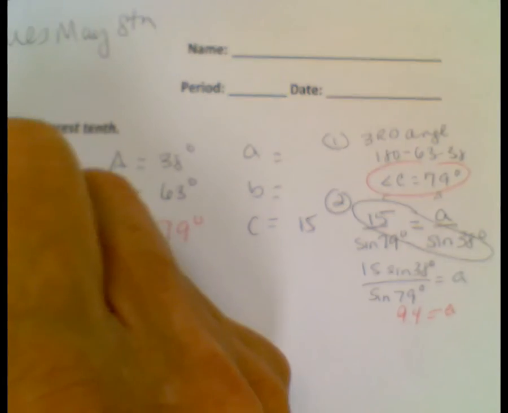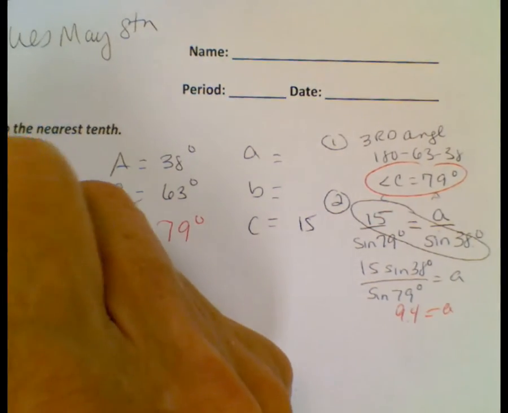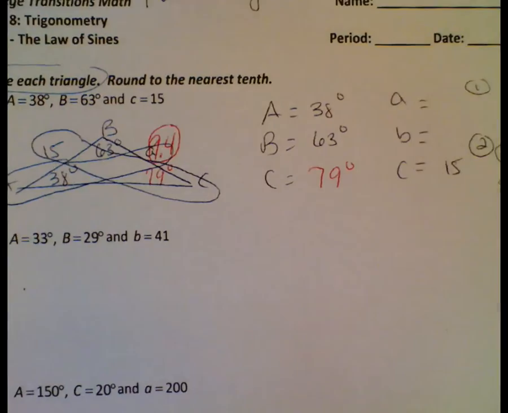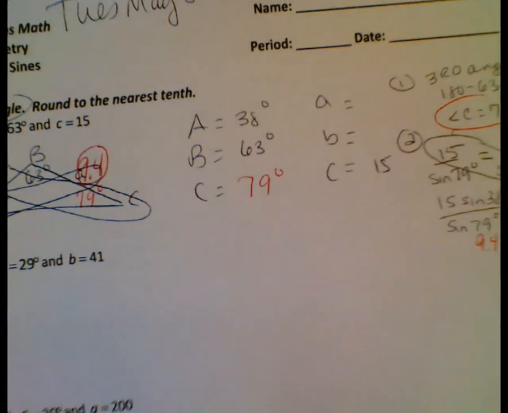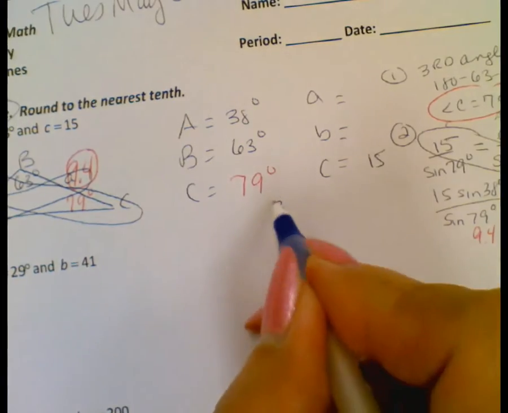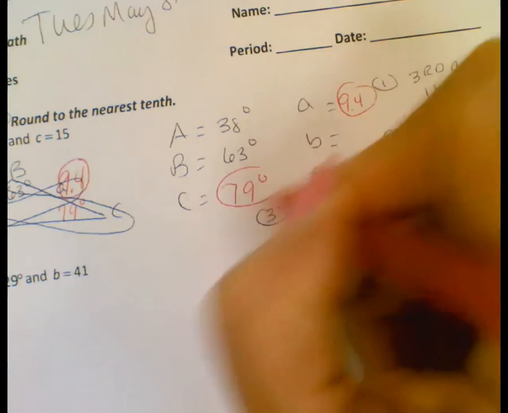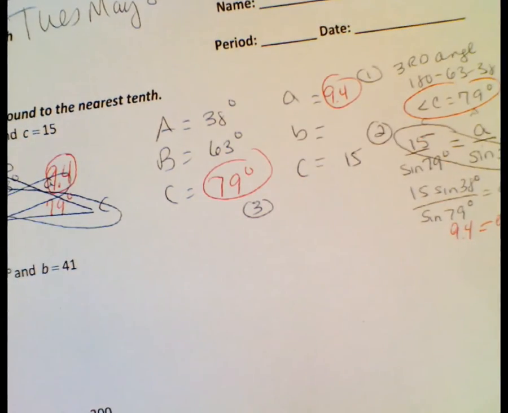And we're going to fill that in right here. 9.4. Okay, the last thing we're going to solve is the side B. So, let me fill this in right here. A is 9.4. So that's 2 of our answers. So the last thing is B.